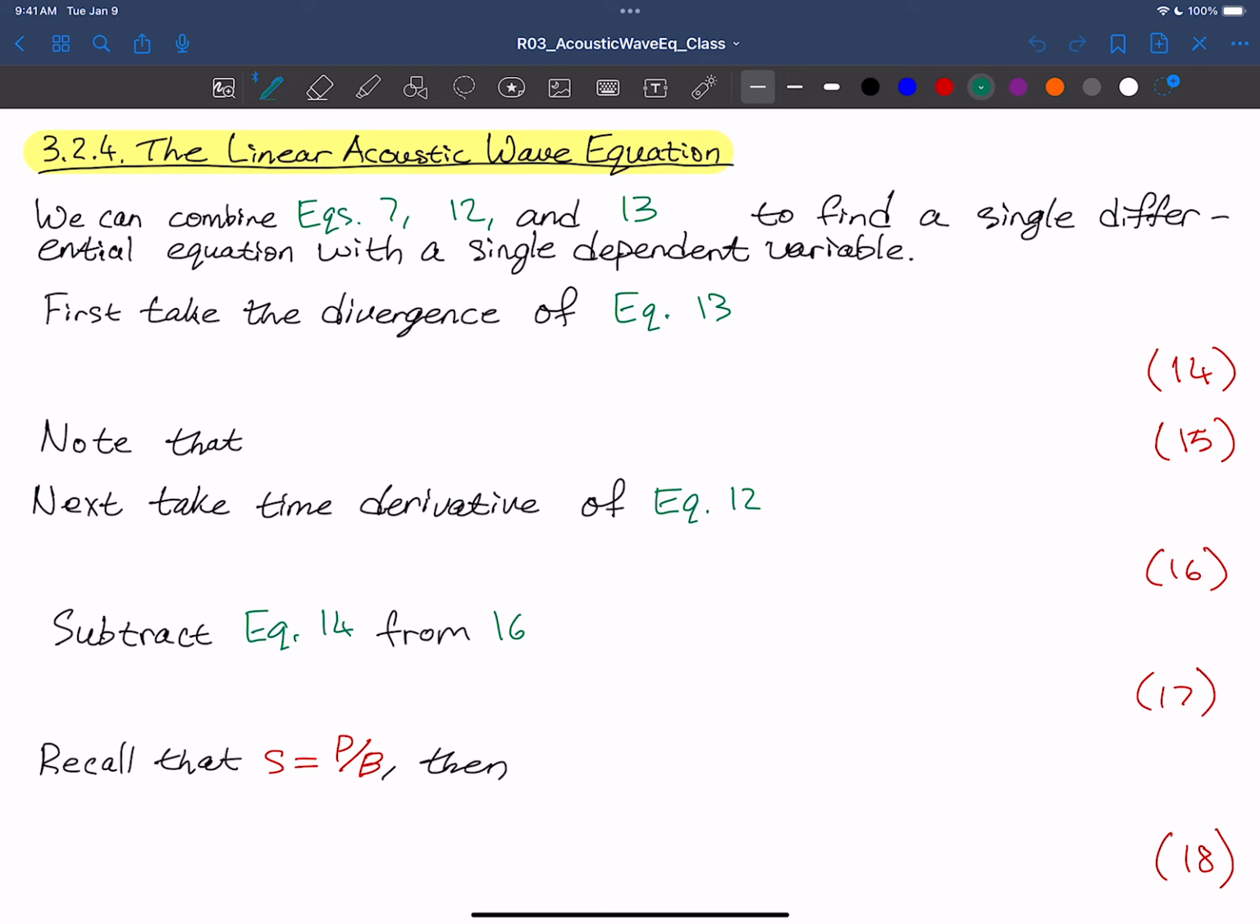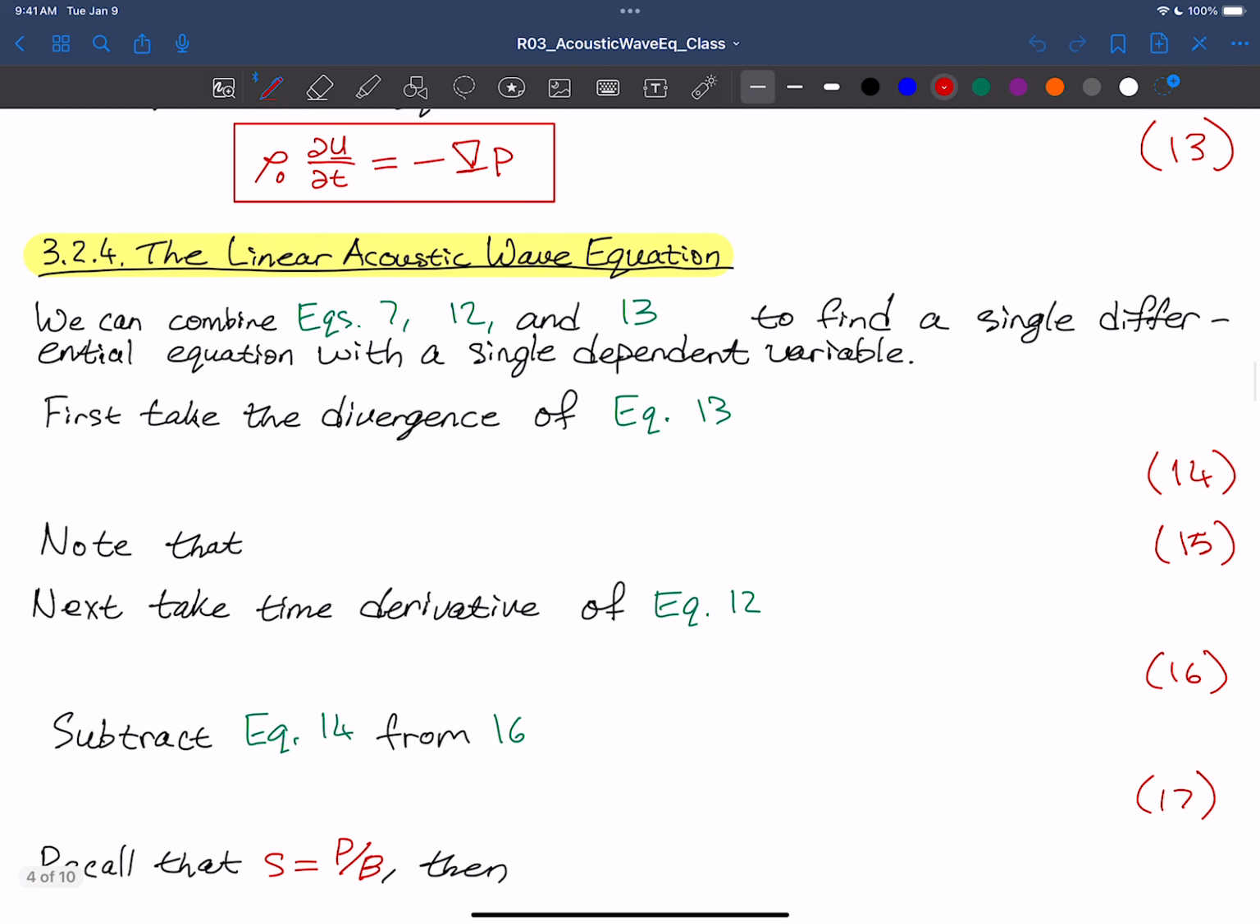416/816 Engineering Acoustics. In this video, we are going to combine the three equations that we saw in the previous video and then use them to find a single differential equation with a single dependent variable, which will be the linear acoustic wave equation. We're going to start by taking the divergence of equation 13.